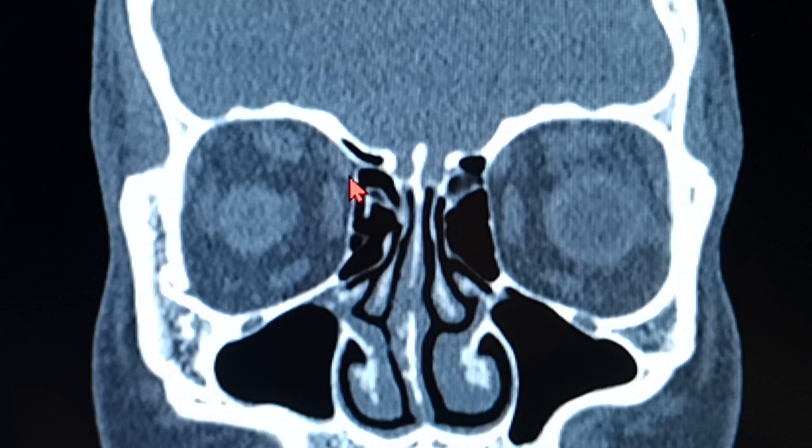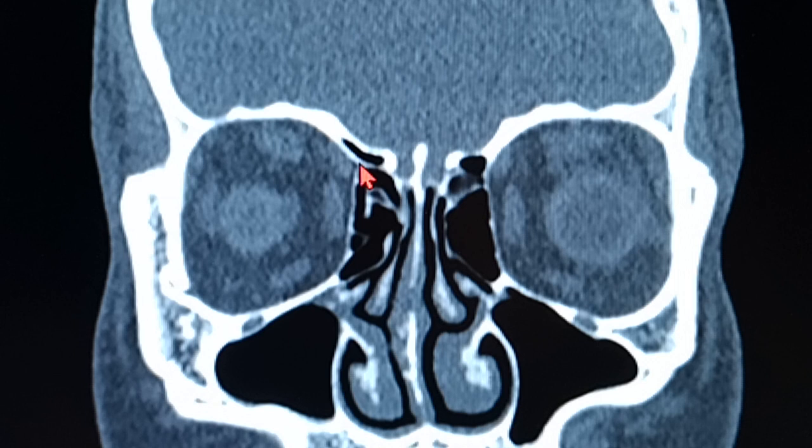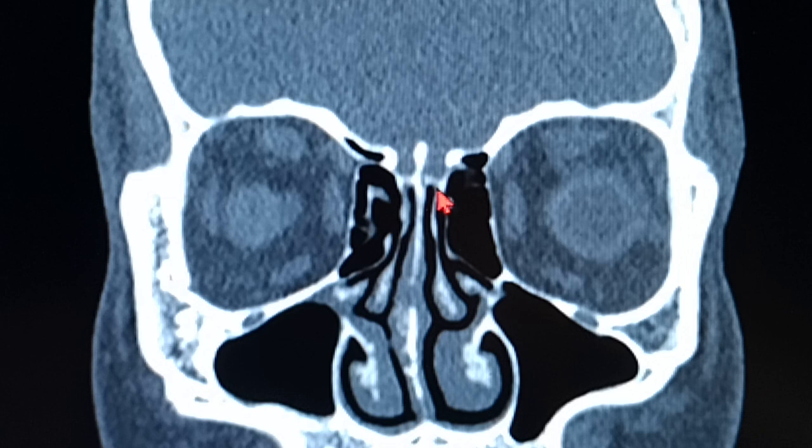You cannot see as such the artery, but you can see the bony canal, and if there is some kind of dehiscence, you will not be able to see the artery, but just the soft tissue, which is basically the mesentery of the artery. So going behind, you can see that's the artery on the left side.